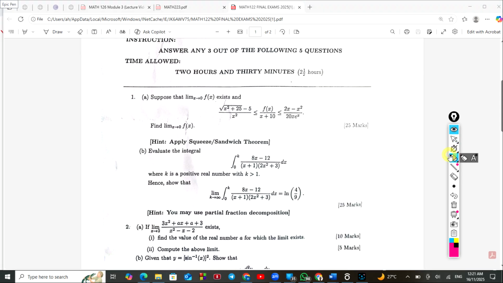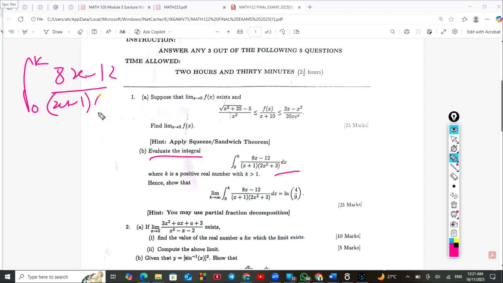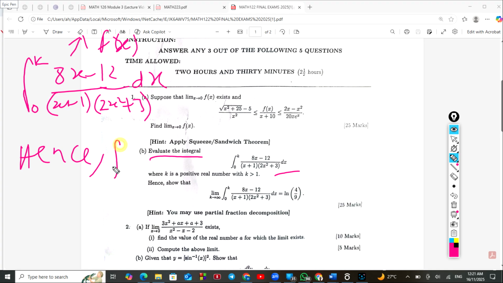So the next question asks us to evaluate this integral. So we are evaluating from 0 to k of (8x minus 12) over (x plus 1)(2x squared plus 3) dx. And hence we are showing that, if we call this f of x, the integral of f of x is equal to what? It's equal to ln, the natural log function, so ln 419. So let's quickly go through that one too.